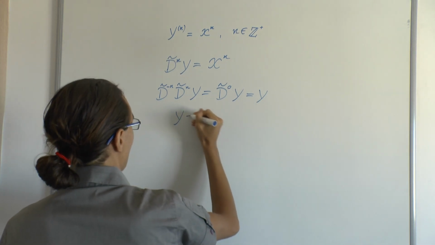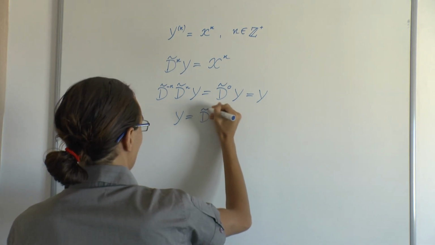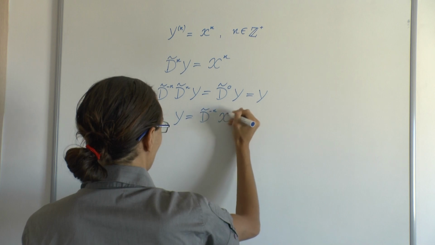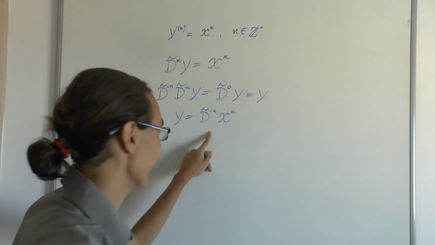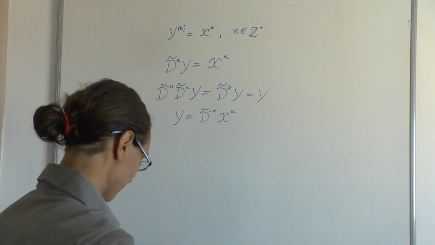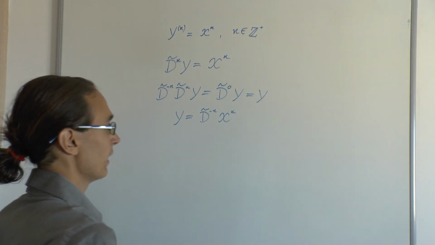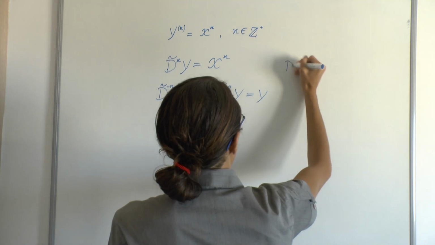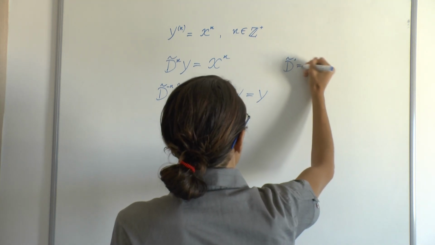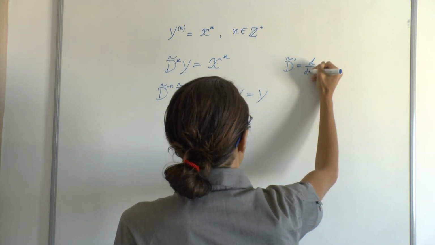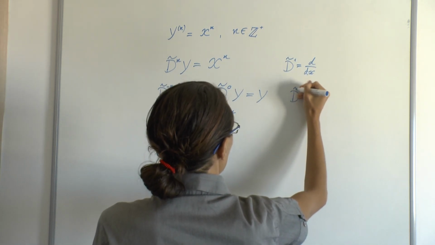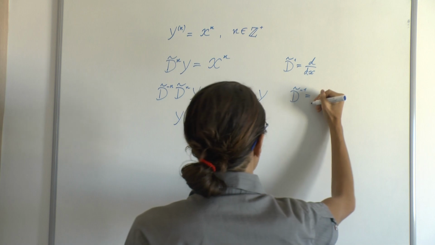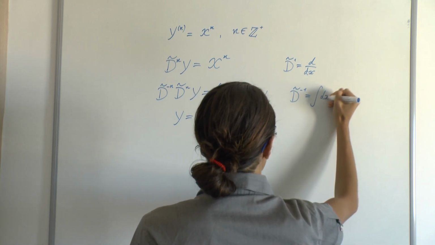And so our y is equal to D to the minus n of x to the n. Ooh. Now, what the hell is this term? Well, might not be so clear, but if you recall that we defined D to the 1 to be just the ordinary first derivative, then the inverse, D to the minus 1, is just the integral, right?